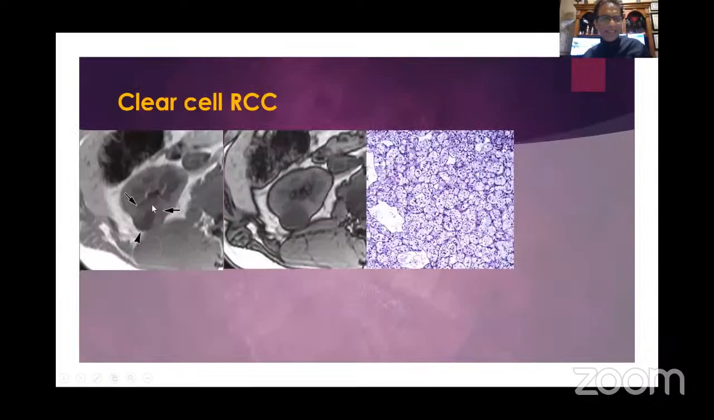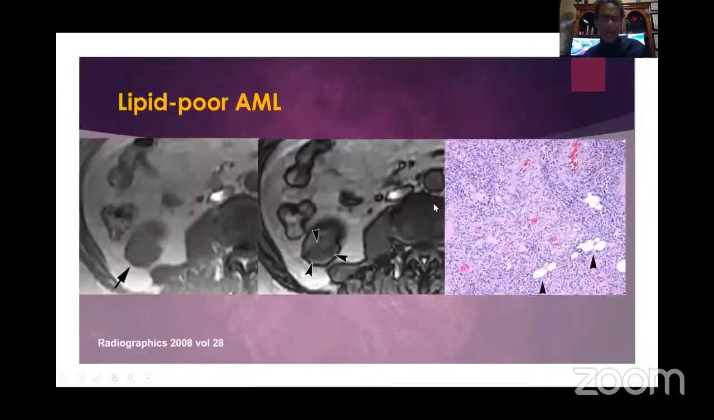This is a clear cell renal cell carcinoma in phase, out of phase. Although this tumor looks slightly heterogeneous, you can see that on out of phase imaging there is uniform drop in signal, and that's because of intracytoplasmic fat seen in this lesion, which is very typical.